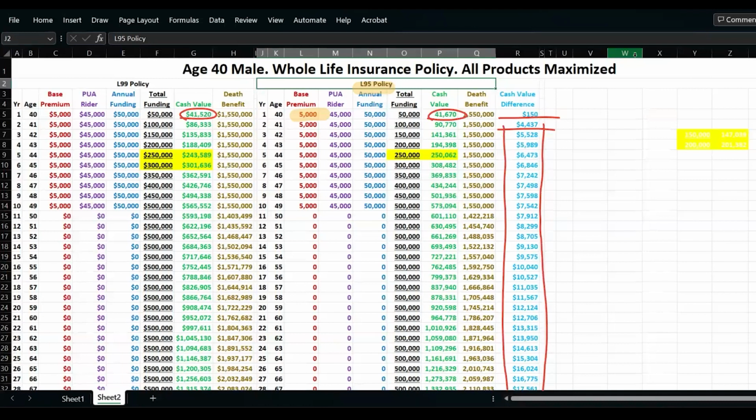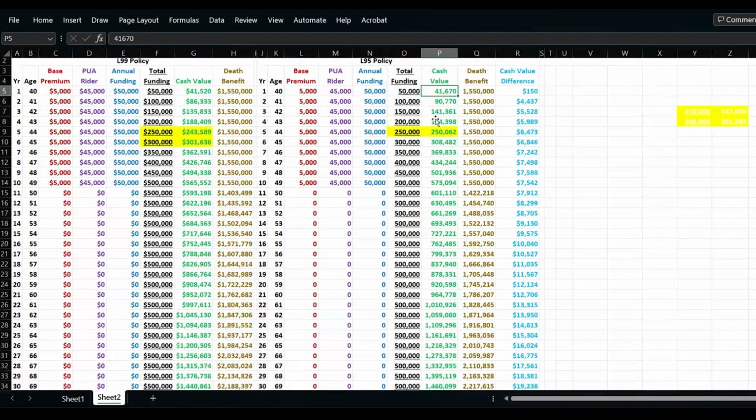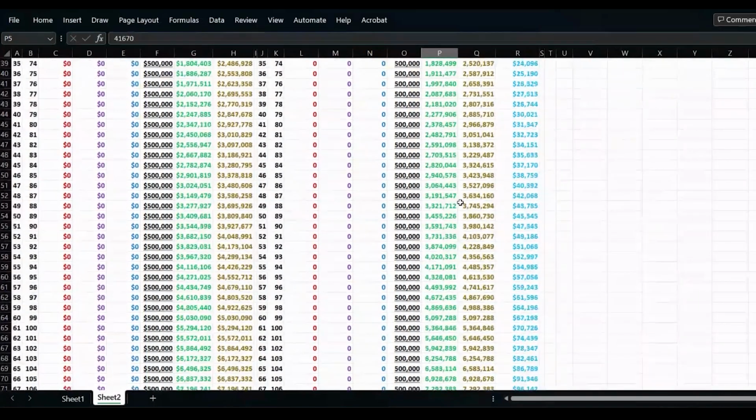Now, is it a huge difference as time passes? No. When you look at the two side by side, they're very similar. But how I often approach this, if this is me personally, if I'm getting more cash value up front and more long term, why would I pick an option that doesn't provide that?